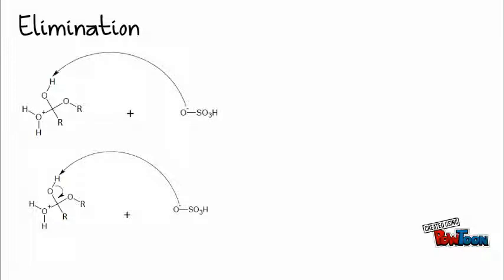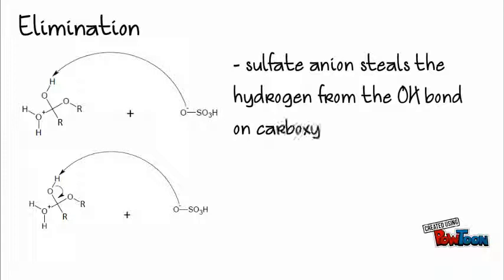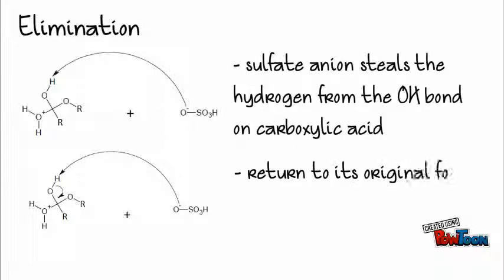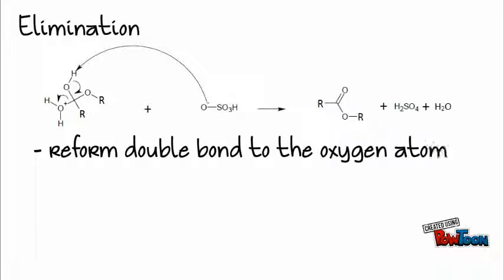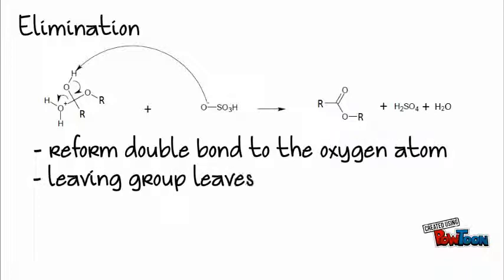In the elimination step, the sulfate anion steals a hydrogen from the OH bond on the carboxylic acid. It does this as it wants to return to its original form as sulfuric acid. The electrons from this bond are used to reform the double bond to the oxygen atom. The leaving group also leaves during this step.